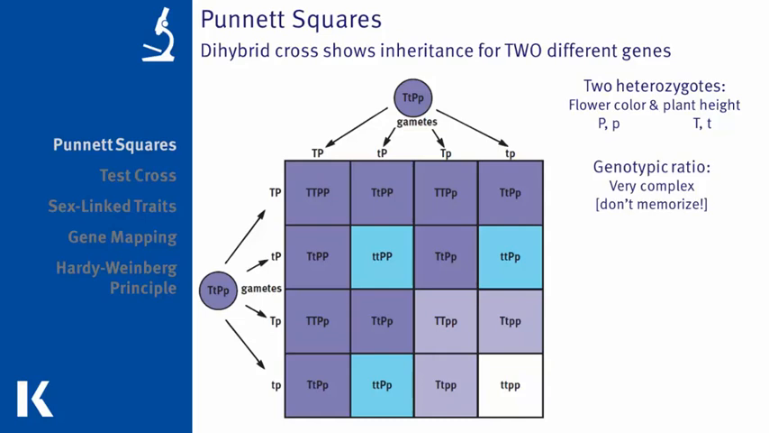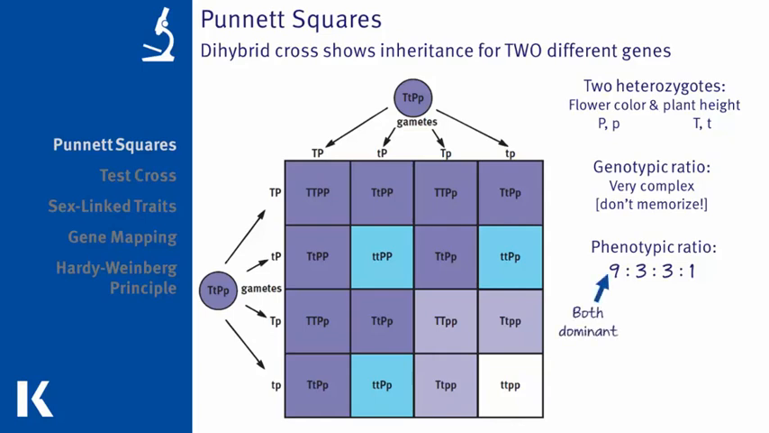If we look at the genotypic ratio, we can see that there are many different options. Since this is so complex, you are not expected to memorize this pattern for test day. However, it is important to be familiar with the phenotypic ratio of these dihybrid crosses. In these cases, we get a phenotypic ratio of 9 to 3 to 3 to 1. Let's look into what traits are expressed in this ratio.